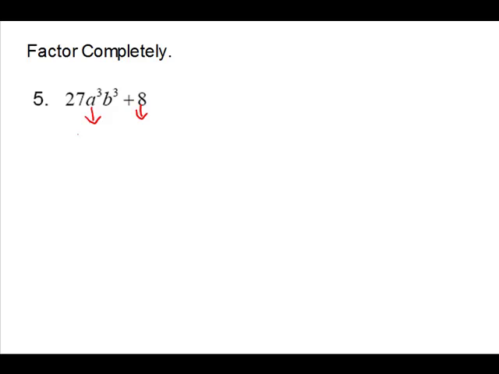For 27, the cube root is a 3. For a cubed, a, and b cubed, b. For 8, the cube root is 2. And you factor this kind with a pattern. Use the cube roots with the sign of the problem. So 3ab plus 2. Second set of parentheses for a cube is a trinomial. It's the only kind like that.